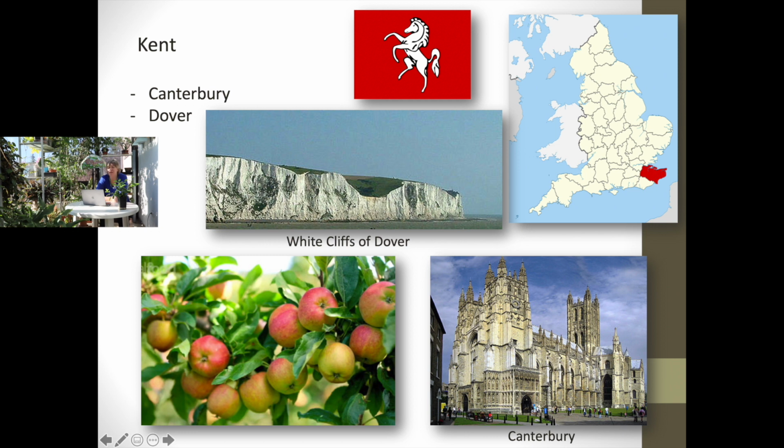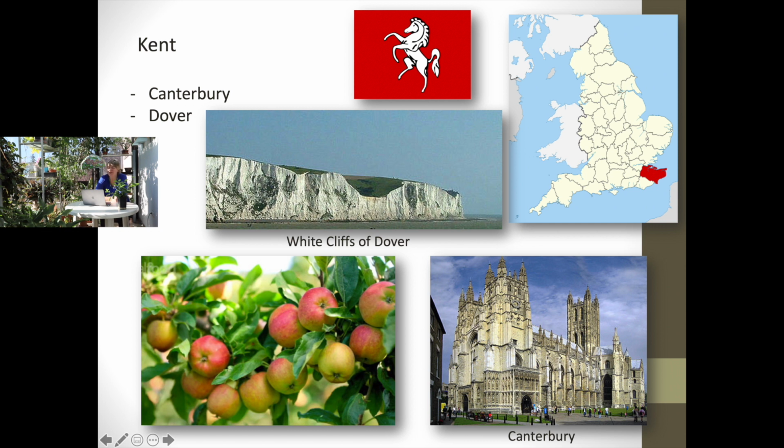Each of the counties have their own symbols. They have their own flags. I'm putting them here for you to see. So if you see them somewhere, they refer to the local identity, to the local history. So here we have Kent and this standing horse, the stallion, white horse on red background. The most important cities and towns are also enumerated. So here in Kent, definitely the most important city is Canterbury.